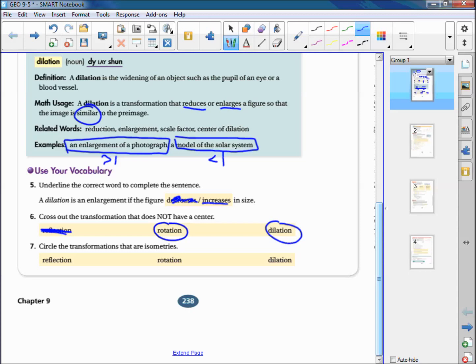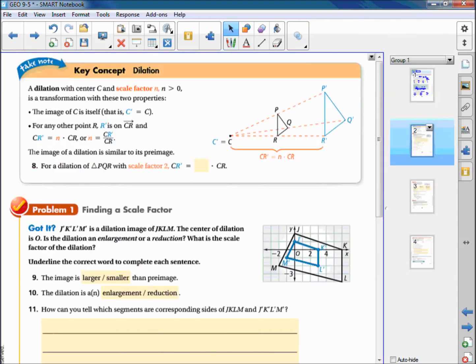Circle the transformations that are isometries. Isometries are going to preserve size. So reflection is going to be an isometry, you're going to make congruent figures. Rotation will make congruent figures, but a dilation is going to change the size, so the figures will no longer be congruent. Therefore, it is not an isometry. All right, let's flip it over and take a look at page 2.